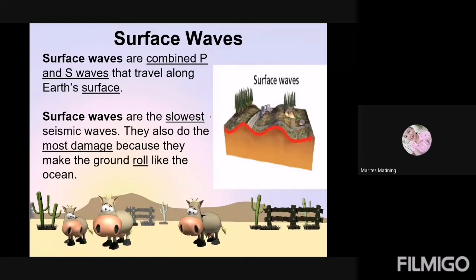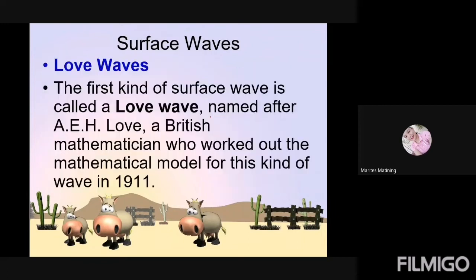So, they do the most damage among the two earlier type of waves, the P waves and S wave. Kung kukunin natin, kung i-compare natin siya. So, siya yung pinaka-malaki yung damage. Because they make the ground roll like the ocean. So, the first type of surface wave is the love waves. Mapagmahal na waves. So, that's the first kind of surface wave.